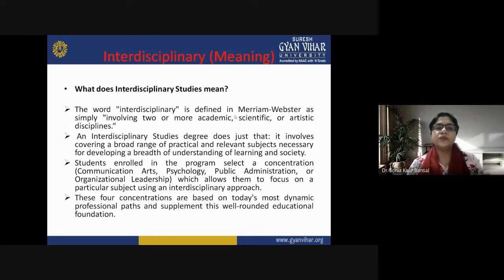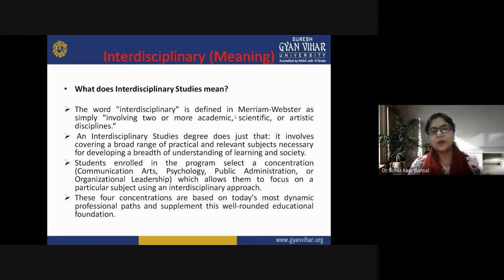Now, first of all, students, we are going to discuss the meaning of interdisciplinary. What is the term interdisciplinary? See, there is discipline, but there is one more thing added to it, a prefix, that is inter. So, what does interdisciplinary studies mean? The word interdisciplinary is defined in Merriam-Webster as simply involving two or more academic, scientific, or artistic disciplines.